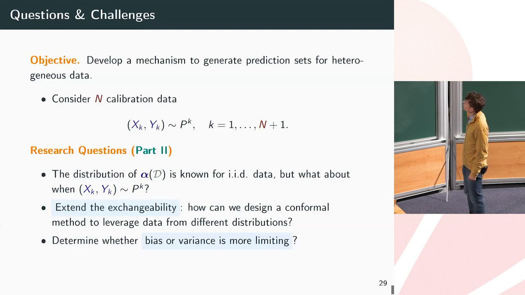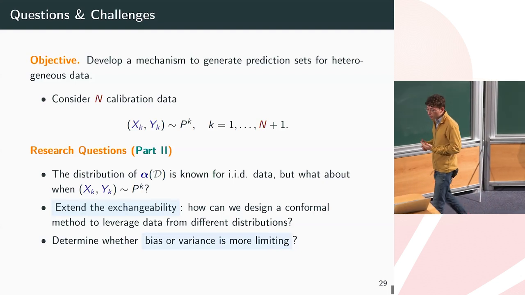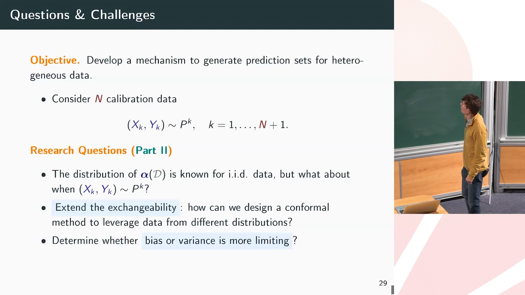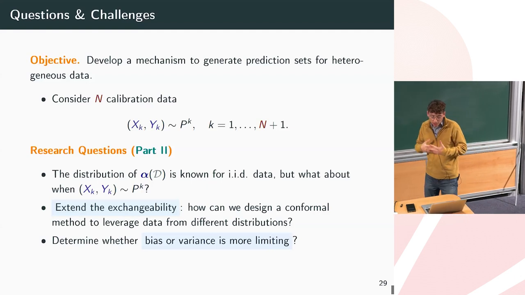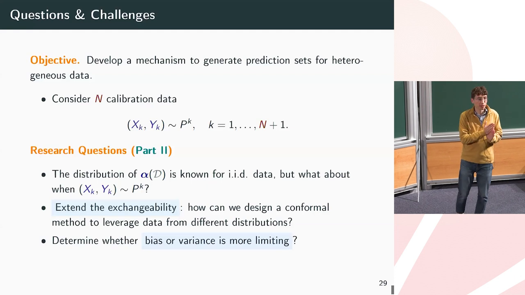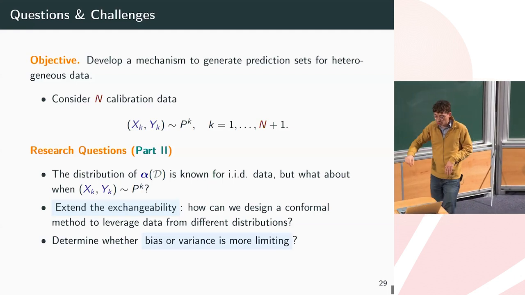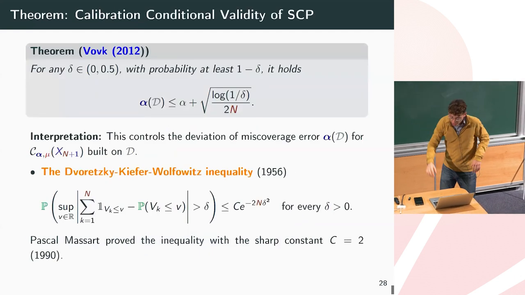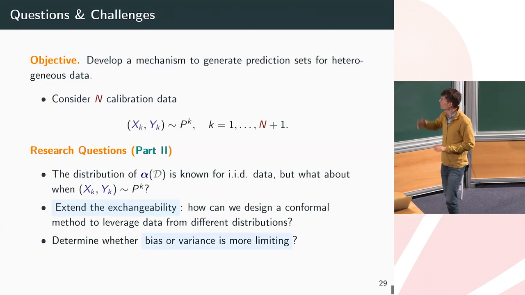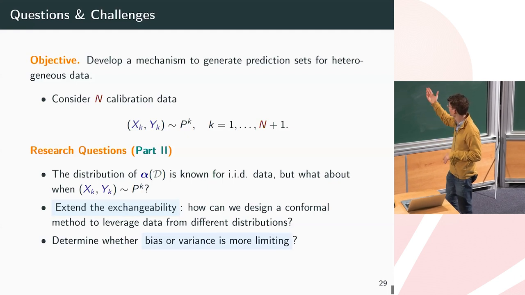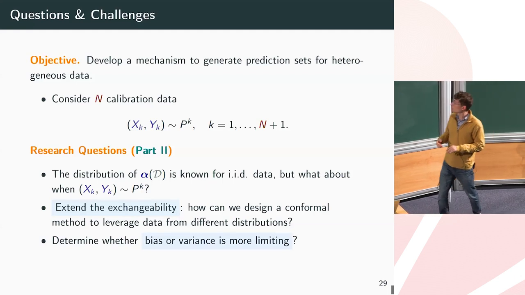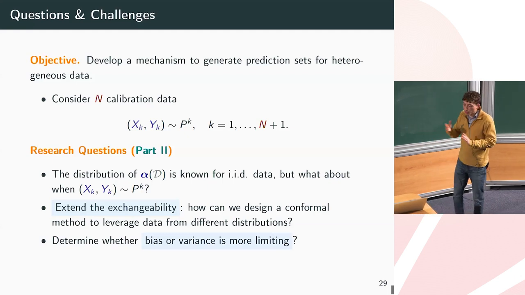In this second paper, we consider that we still have some heterogeneity. But here it's a little bit more general because we assume that every data point follows a different distribution p_k. The idea was to study if we also have some guarantee on the miscoverage rate, which is what you want to study in practice, because we saw that in the IID case it's upper bounded by alpha plus this term. So it was to extend the setting to non-IID, and also to determine if the bias were more limiting than the variance in conformal prediction. Because people generally study the bias, but I believe that the variance is more limiting.